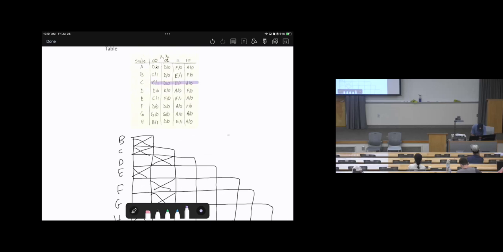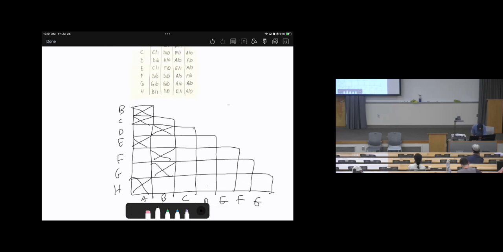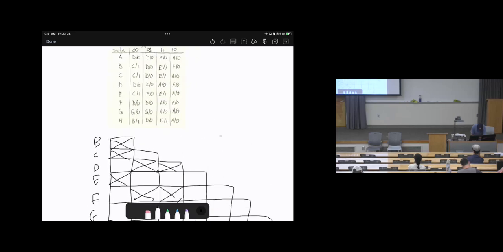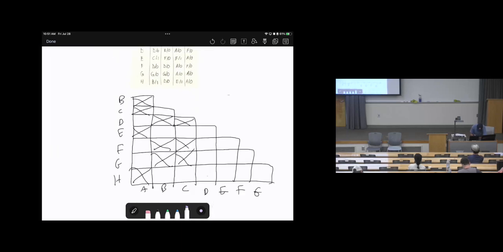Then let's go to C. C is 1, 0, 1, 0. Then here is 1, 0, 1, 0, which is at E, and H. Then to cross E and H. Then let's go to D. 1, 0, 0, 0, 0. Then the only ones we have are F, G. Then to cross it with F and G.